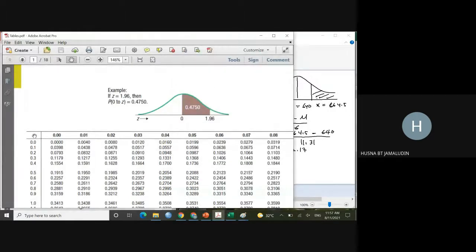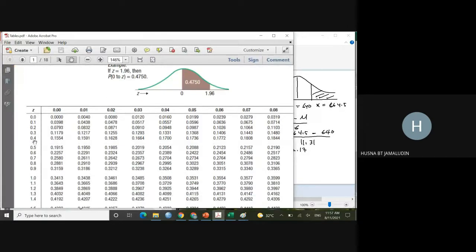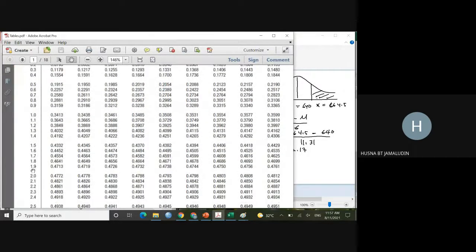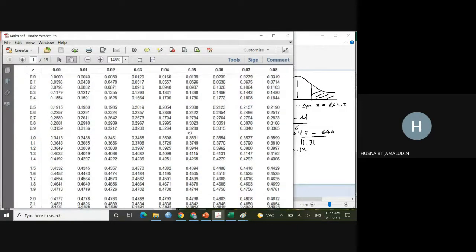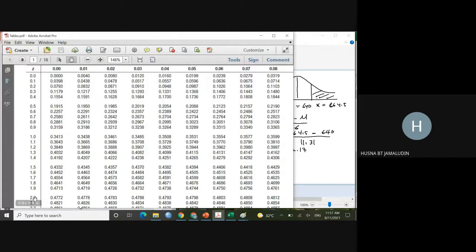I hope that you can see my cursor and the Z. So 2, where is 2? Scroll down, 2.1. Okay, so we need to look at 7. Where is the 7? Okay, we still can see all. So this is 2.1. And then the 7 is this one. I hope that you can read your table clearly. So you should get the value of 0.4850. Okay? So far, so good?